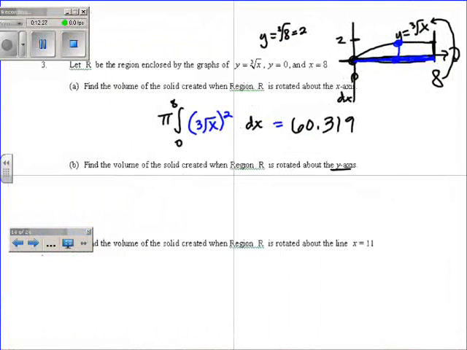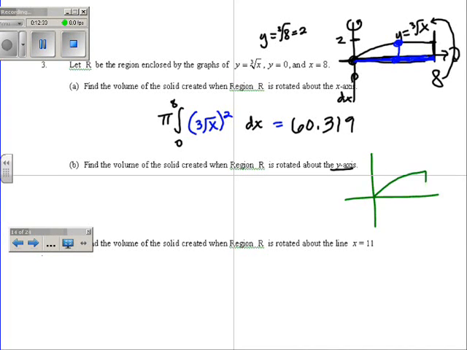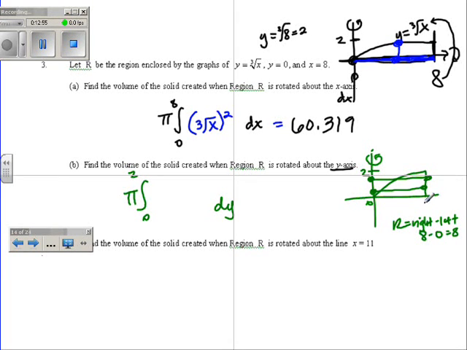Find the volume of the solid when you rotate around the y-axis. Okay, so if I take this guy and I rotate him around the y-axis, automatically you know you're going to go from 0 to 2 because y-axis means dy. So get used to that. If I rotate around here, you start from the axis to the furthest point. So big R is right minus left. So 8 minus 0. So big R is this distance here, which is 8.